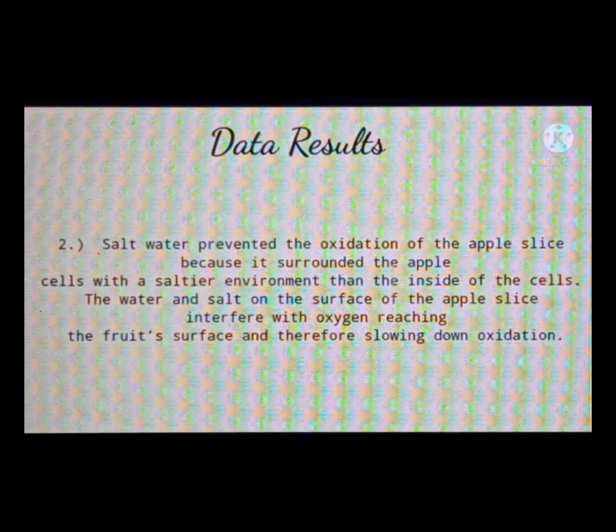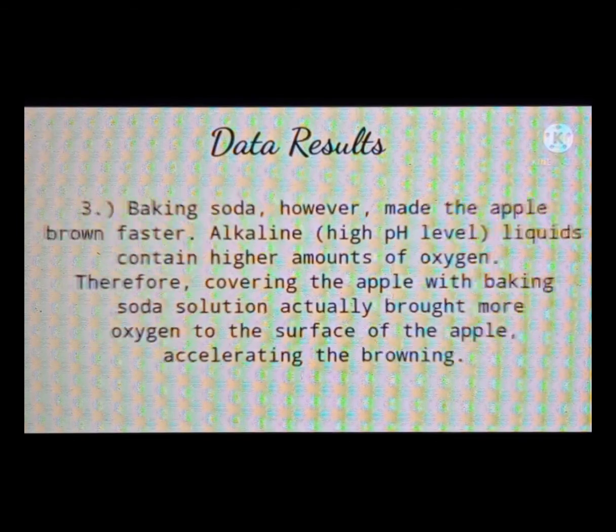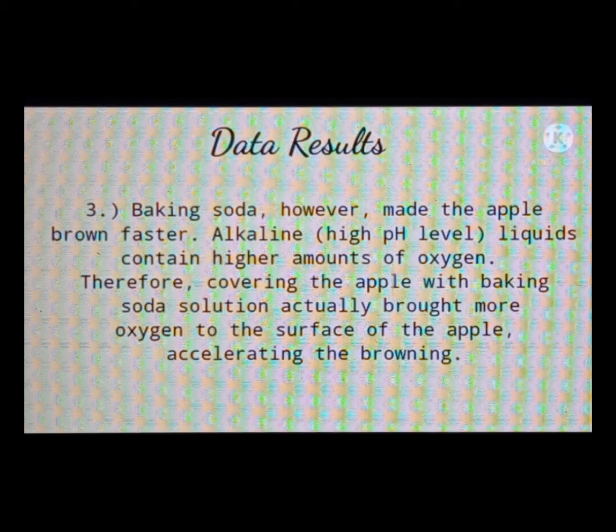Salt water prevented the oxidation of the apple slice because it surrounded the apple cells with a saltier environment than the inside of the cells. The water and salt on the surface of the apple slice interfere with oxygen reaching the fruit surface and therefore slowing down oxidation. Baking soda, however, made the apple brown faster.